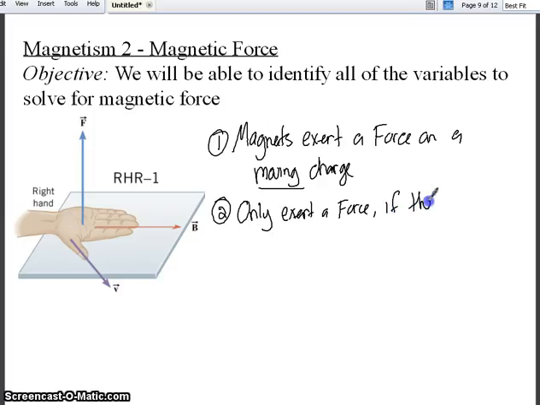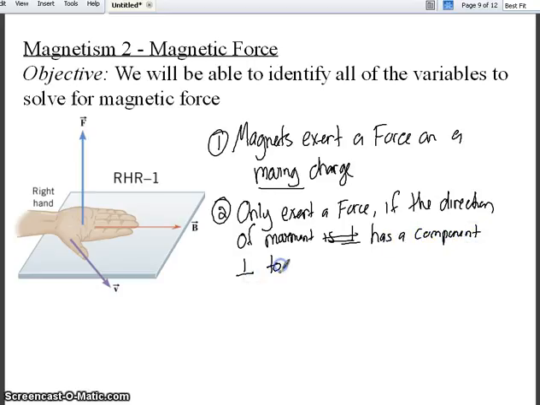if the direction of movement is perpendicular or has a component perpendicular to the field. So magnets exert a force on a moving charge.